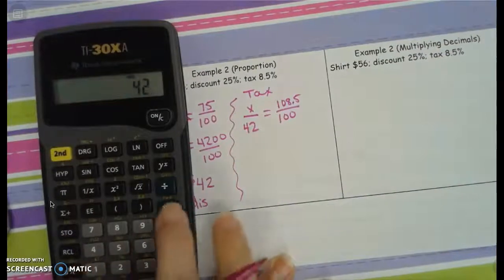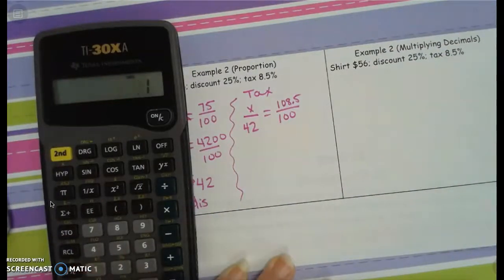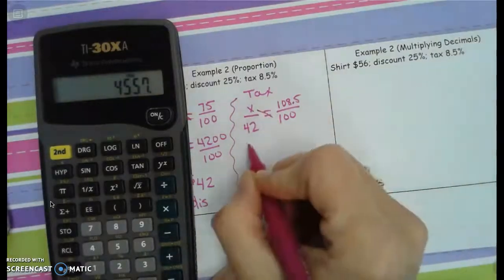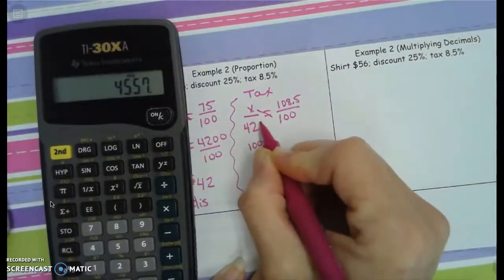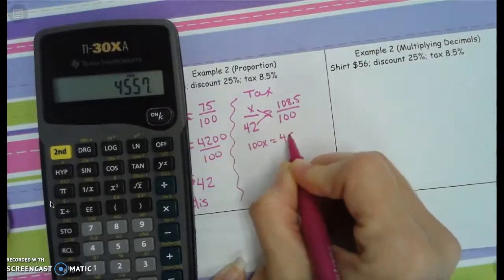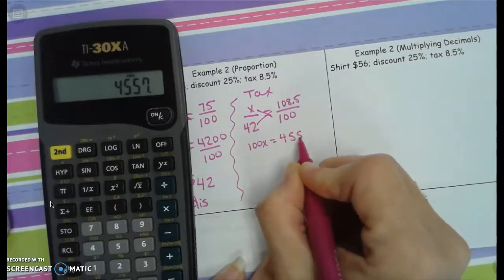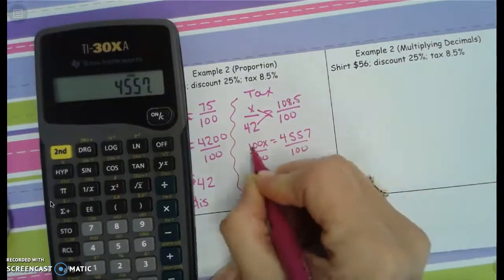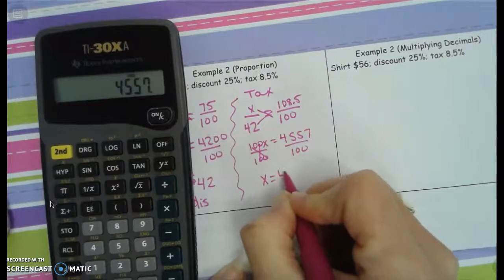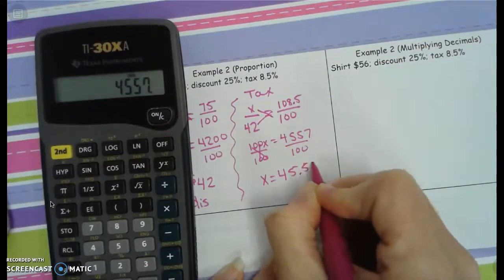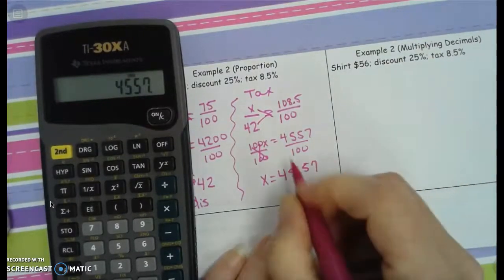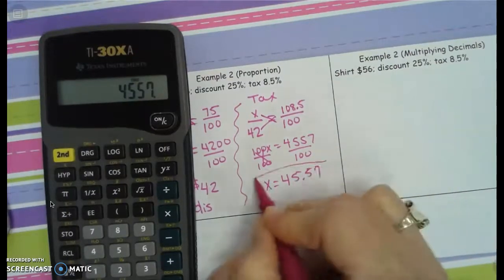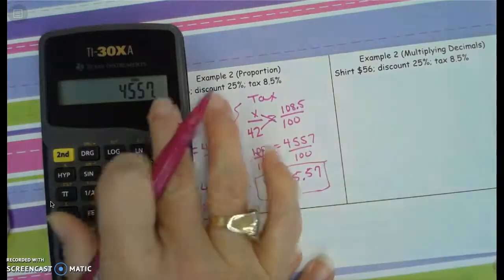So 42 times 108.5, and that's going to be 100x equals, when I multiply these, we get 45.57. We're going to divide both sides by 100, and x equals $45.57. And that's going to be discount and then with my tax added to my discount. So that would be my final price.